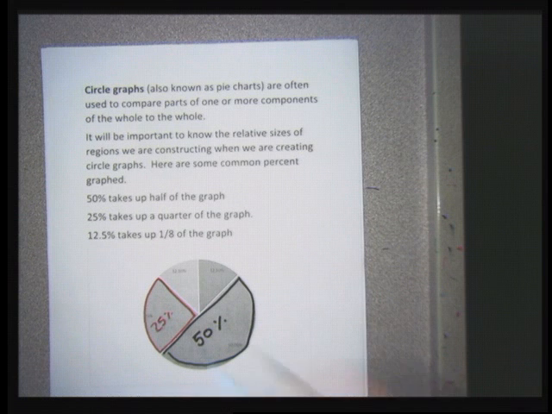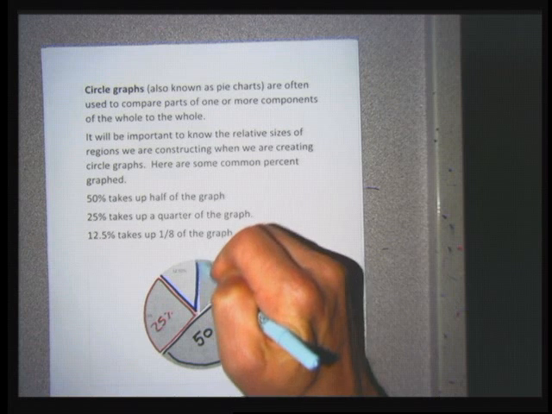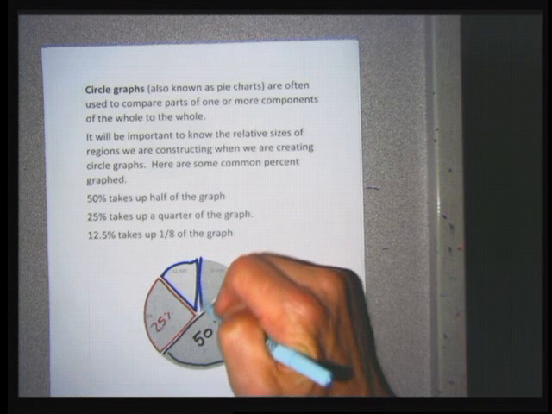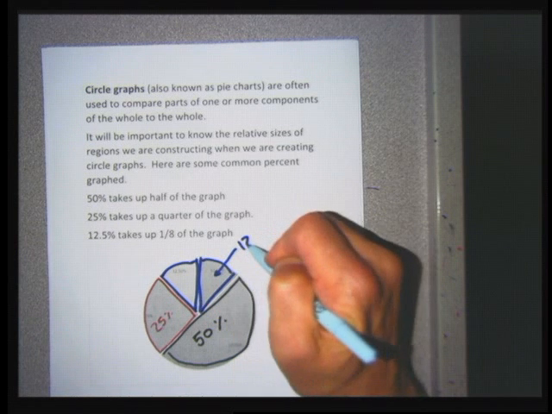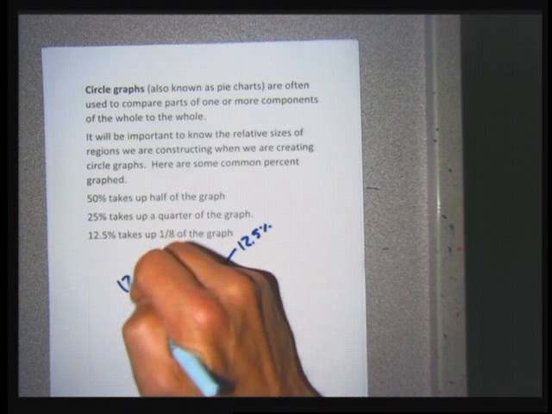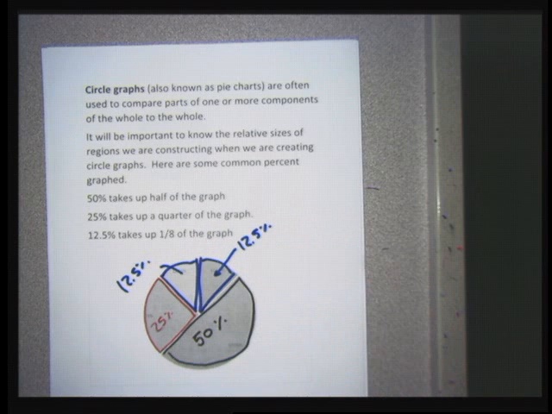And then these two pieces that are half of a quarter are 12.5%. So this piece, as well as this piece, are both 12.5%.